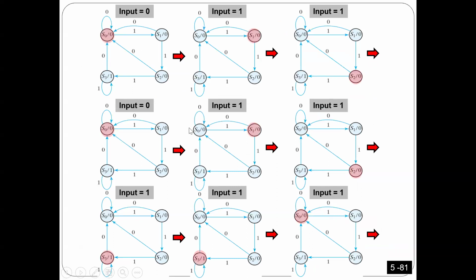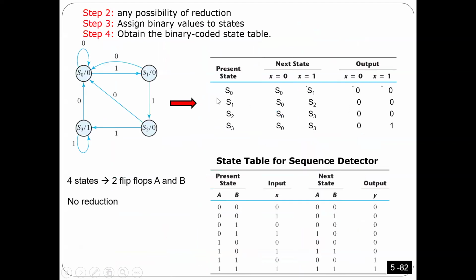This is similar to what I have just explained. When I'm in this state and the input is 0, I will stay in this state. But if the input is 1, I will move from here to here. I'm just explaining it using some figures. Okay, so now let's come to the design.